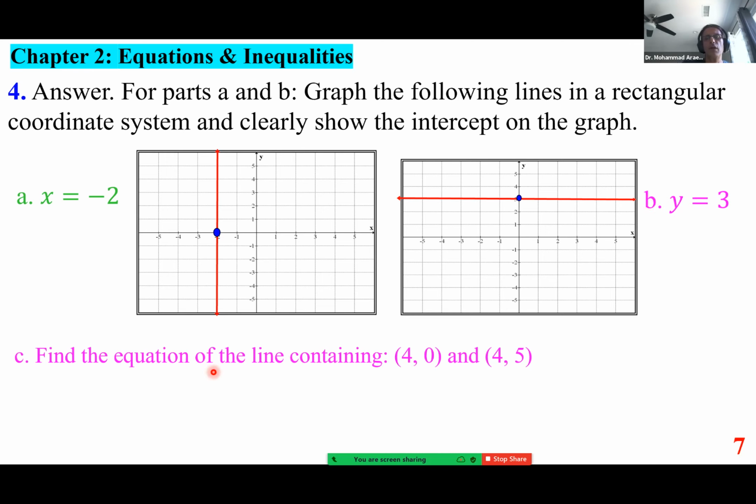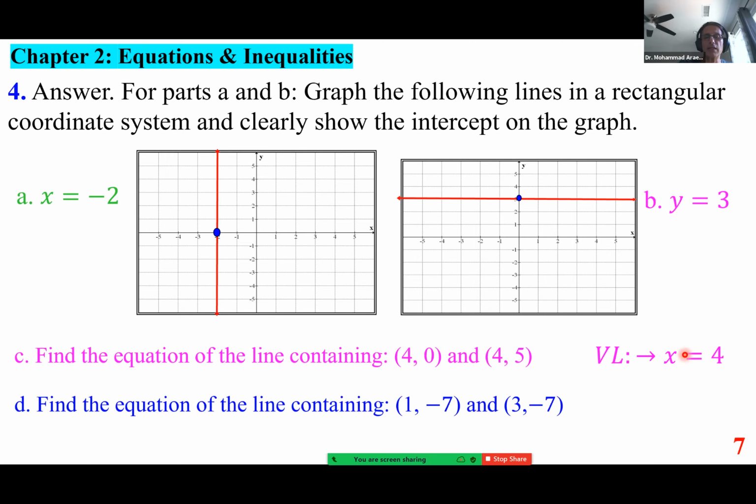Find the equation of a line that contains these two pairs. You can go through the process of finding it, but an easy way is to notice that they both have the same x coordinates, therefore x equals 4. You don't have to do much. Identical x coordinates, it's a vertical line, whereas in this case they have identical y coordinates, so it's a horizontal line. Very straightforward.